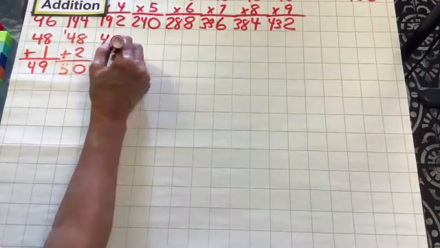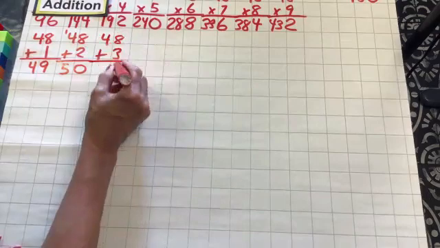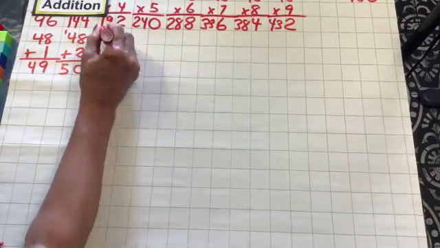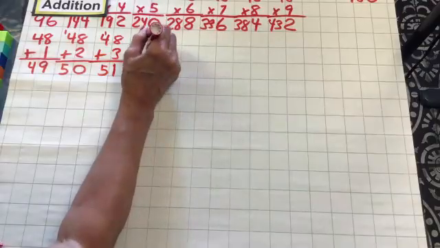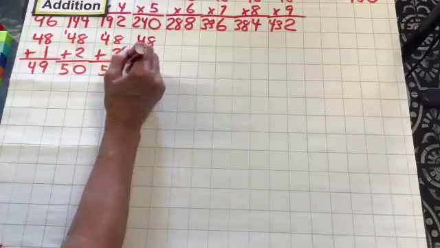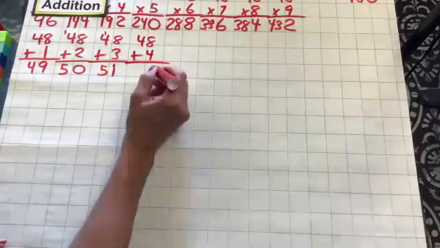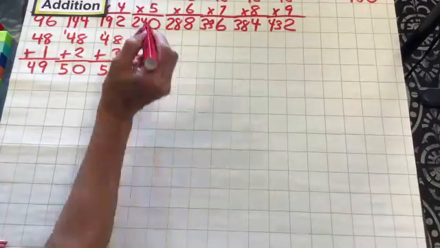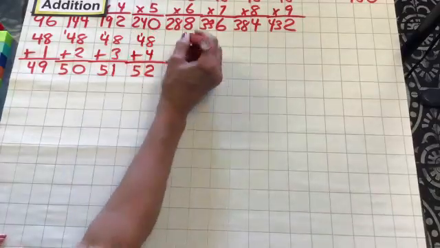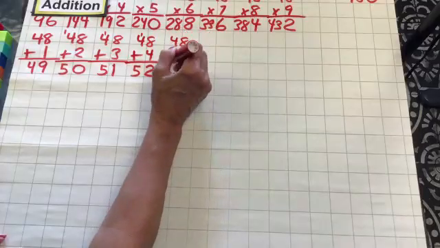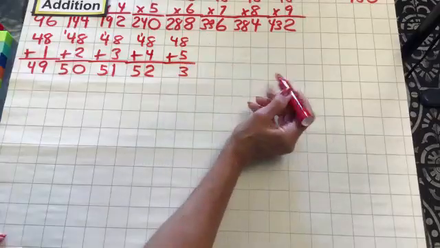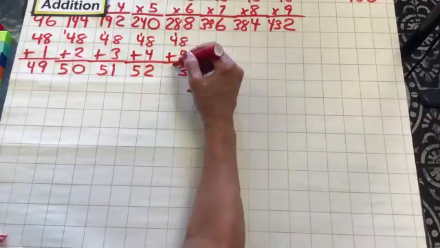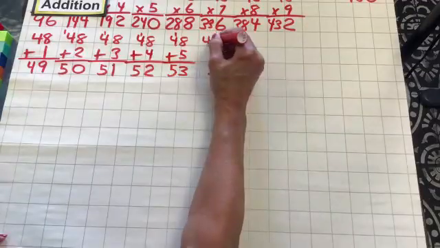48 plus 3. 8 plus 3 is 11. Drop the 1, carry the 1. 1 plus 4 is 5. 48 plus 4. 8 plus 4 is 12. Drop the 2, carry the 1. 1 plus 4 is 5. 48 plus 5. 8 plus 5 is 13. Drop the 3, carry the 1. 1 plus 4 is 5.